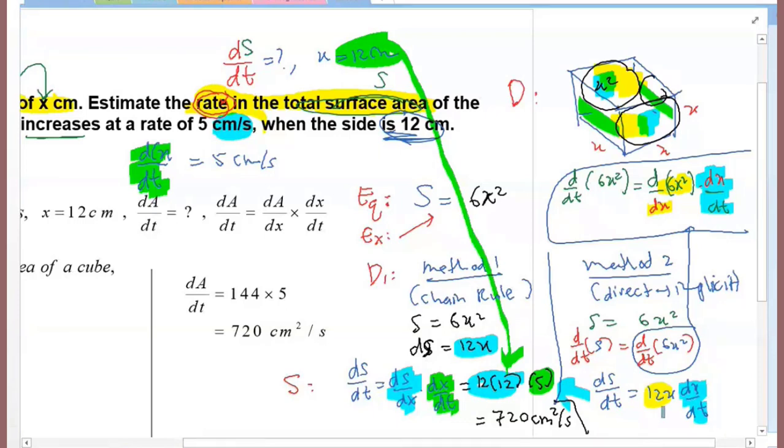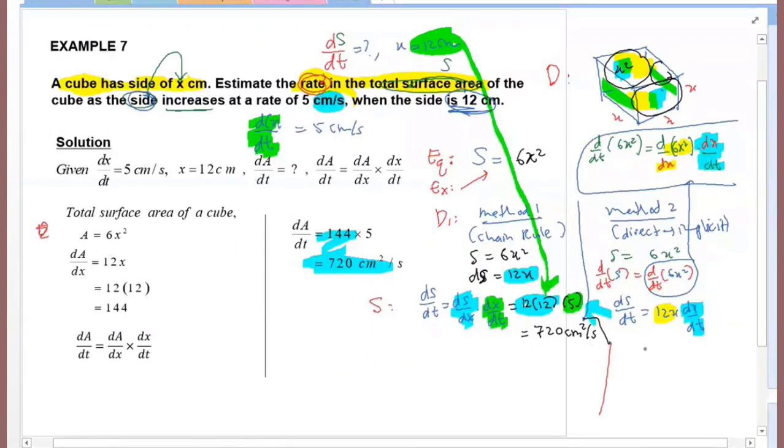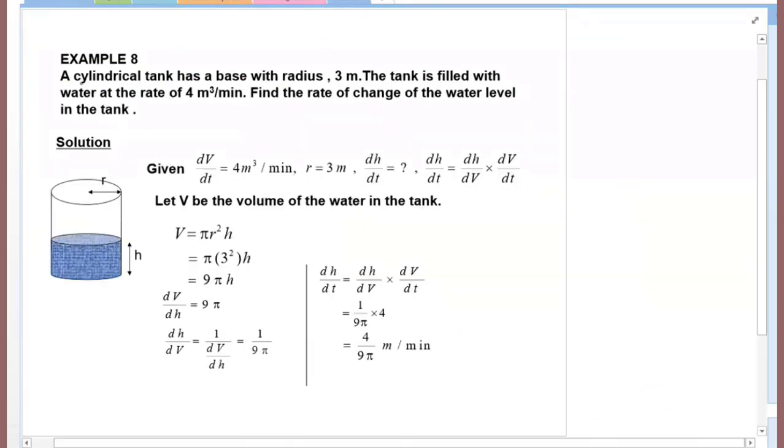So it is up to you which method to use, method 1 or method 2, chain rule or direct implicit. Once you have x is 12 and dx/dt is 5, combine, it is safe. Okay, you get the answer. Up to you. Okay. Example 8.